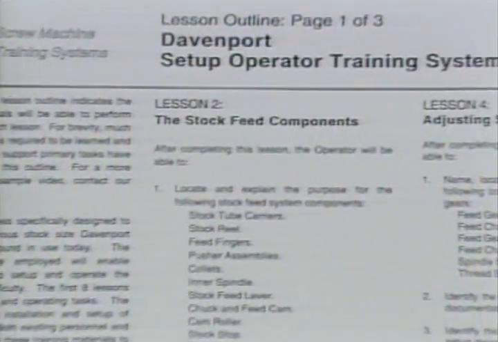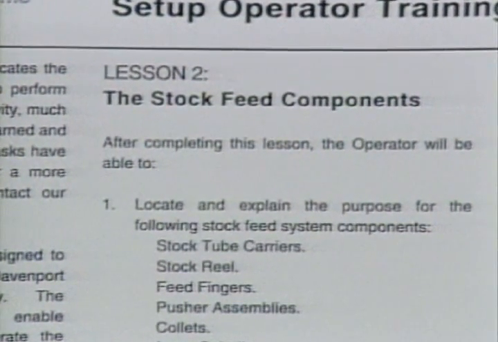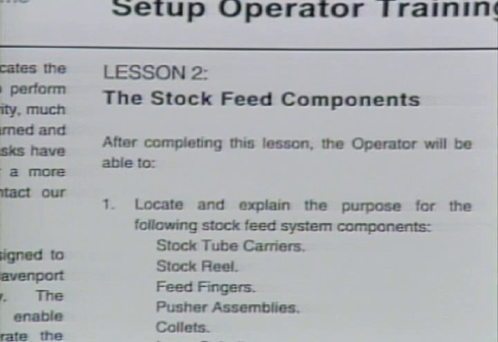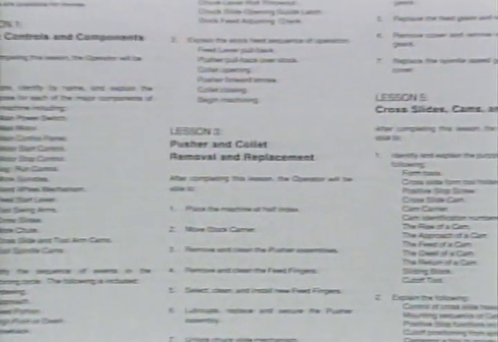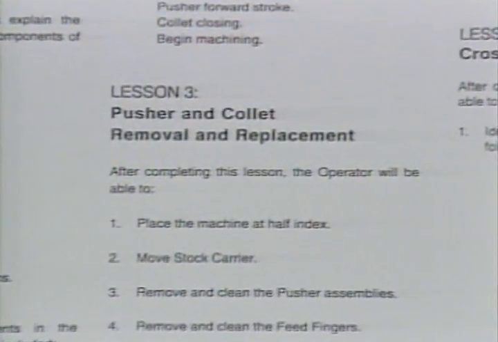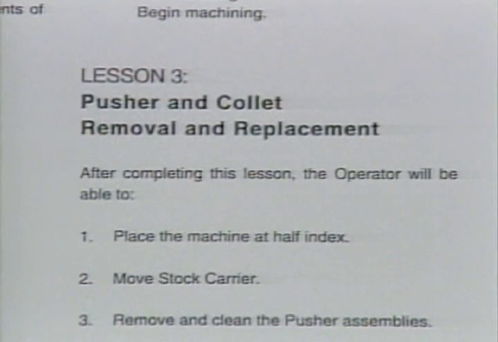Lesson 2 explains the stock feed cycle and the components that make up the stock feeding system, including collets, pushers, feed fingers, stock stop, and the stock feed slide. With this understanding, the operator will be able to quickly evaluate and correct feeding problems such as short feed. Lesson 3 explains how to remove and replace pushers, feed fingers, and collets and set collet tension. The segment that follows covers collet removal.